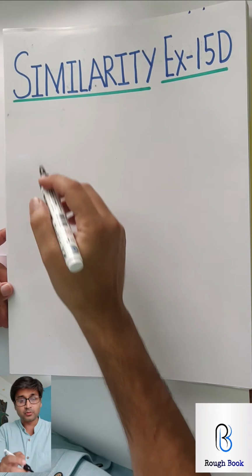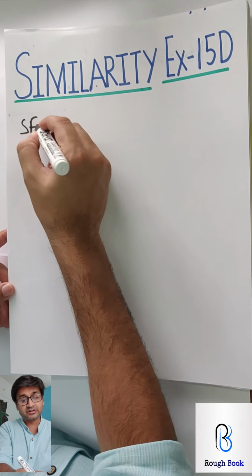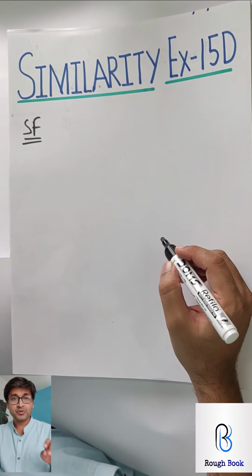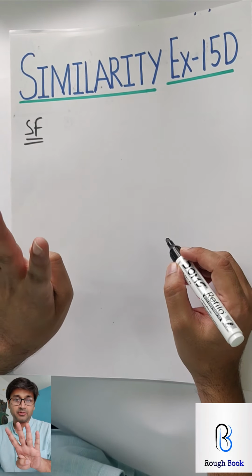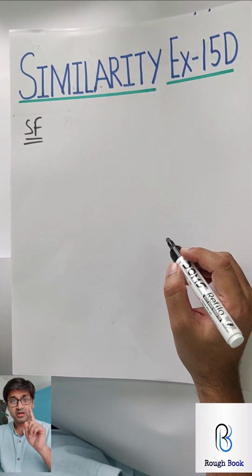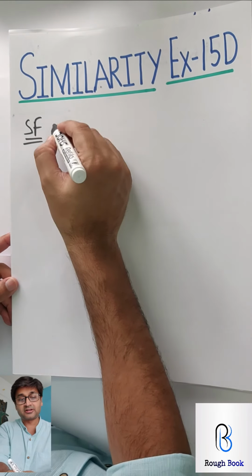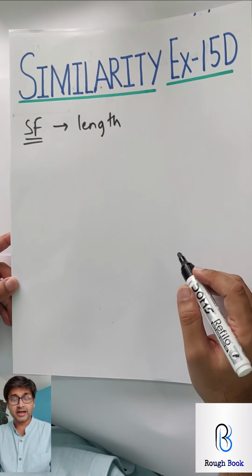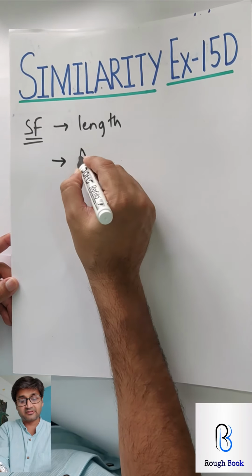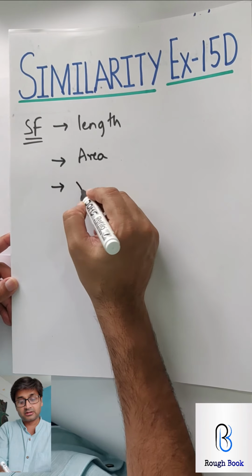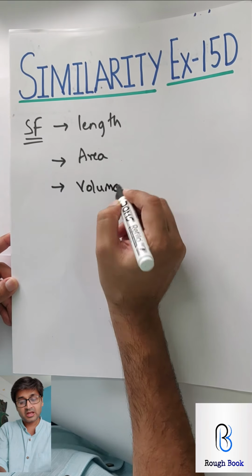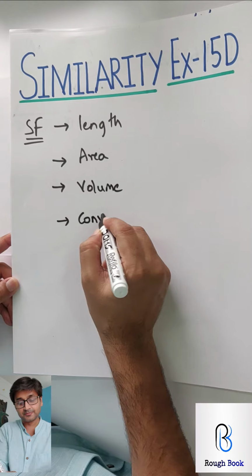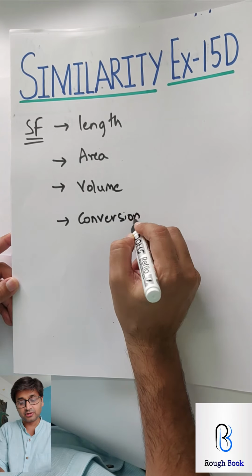Now, there is something called the scale factor. There are four main things you need to remember. If you know these four things, you are sorted. The first one is the scale factor for the length of a particular dimension. The second is the scale factor for area. The third is for volume, and the fourth is conversion. If you know these four things, you are sorted.